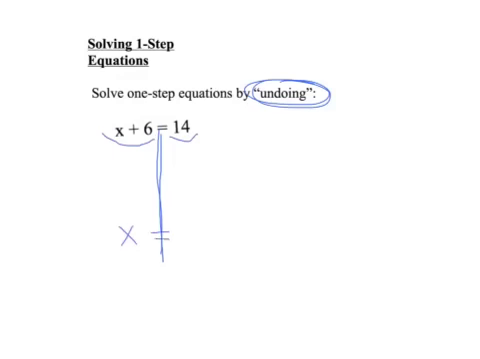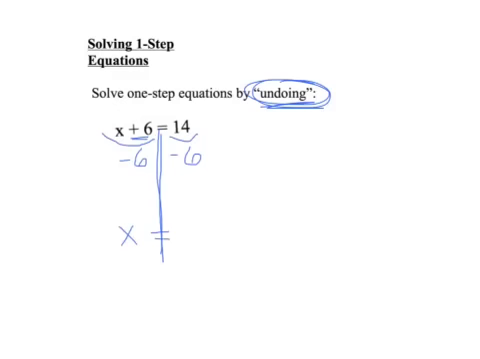The way of solving this by undoing, we notice that it says plus 6, and we want to get rid of that. We want to do the opposite, and the opposite of adding is subtracting. So we'll put minus 6 right underneath it. Anything we do on one side of the equation, we have to do on the other side, because we want to keep the equation balanced.